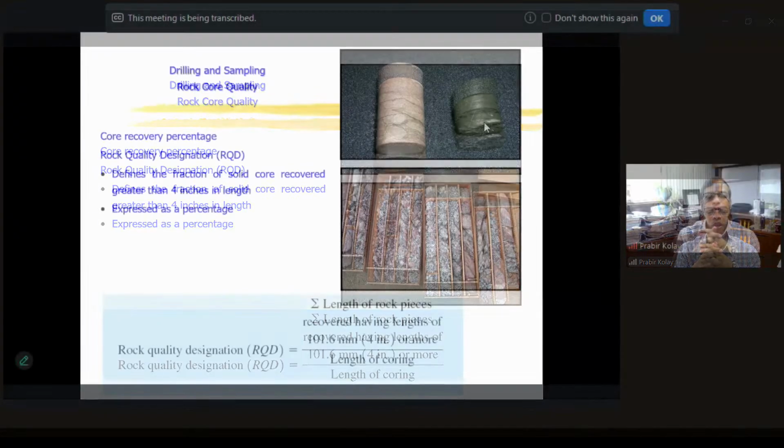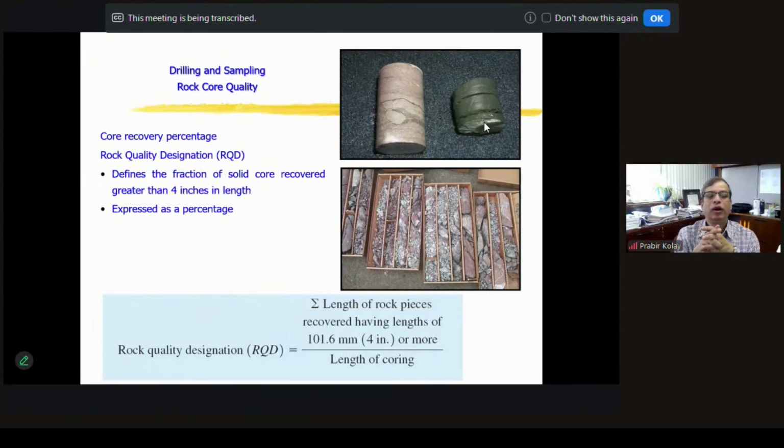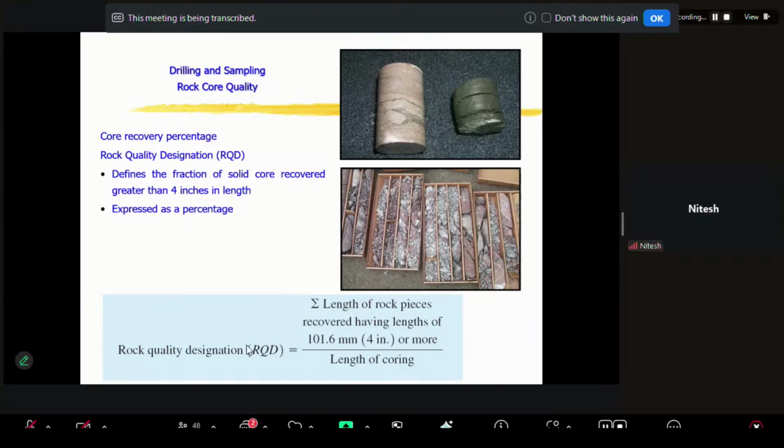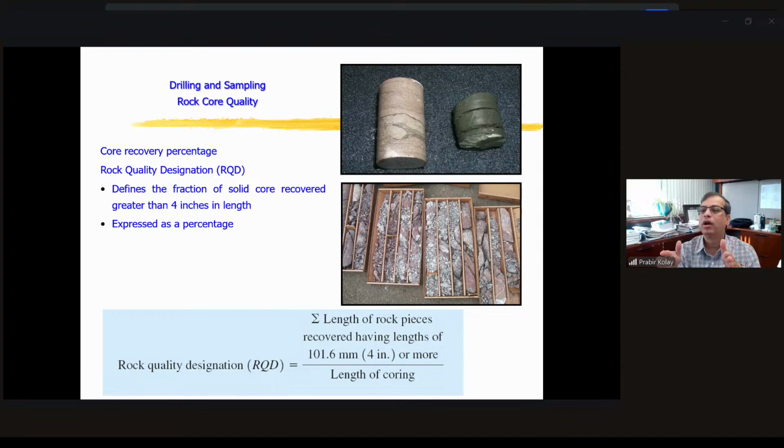So what you need to do is take the recovered pieces which are greater than 4 inches, and add all those portions that are greater than 4 inches. Then divide that length by the total length of the core run to recover the rock sample. Then you can calculate the rock quality designation value. Basically, you add the pieces longer than 4 inches recovered, divided by the length of the core. Okay.